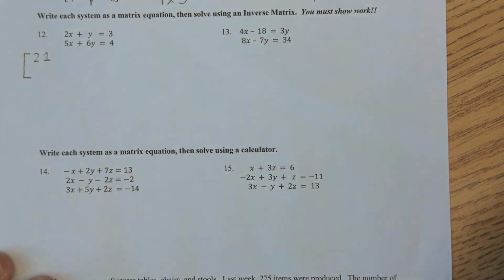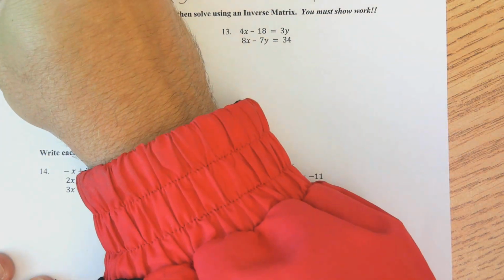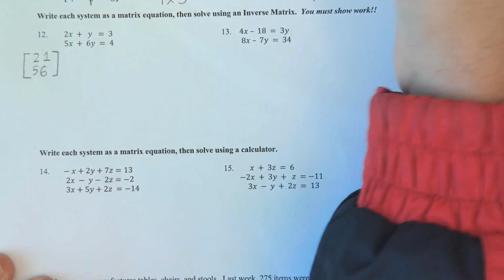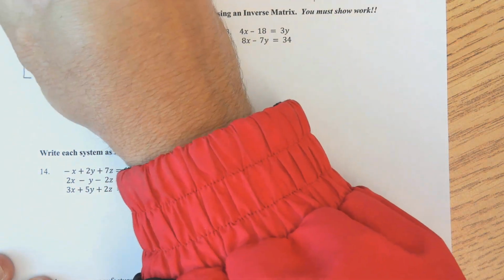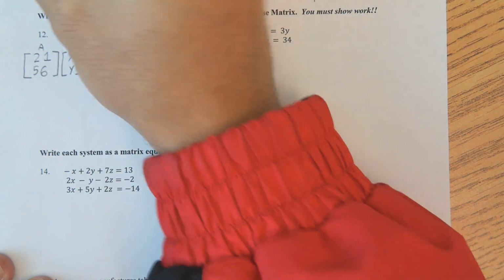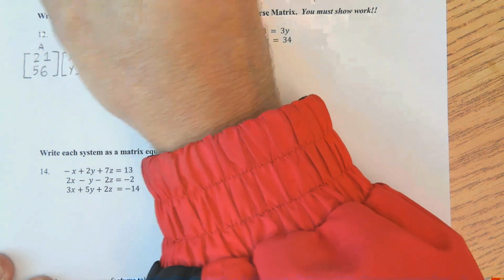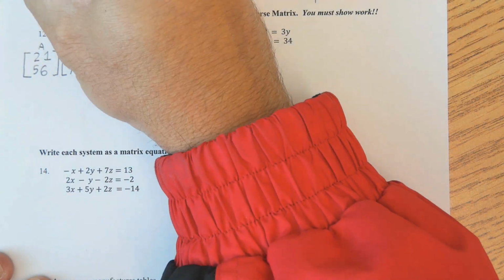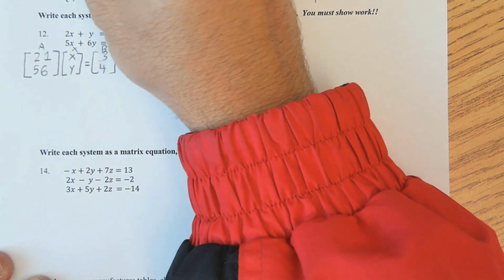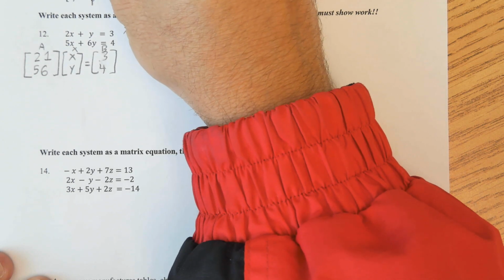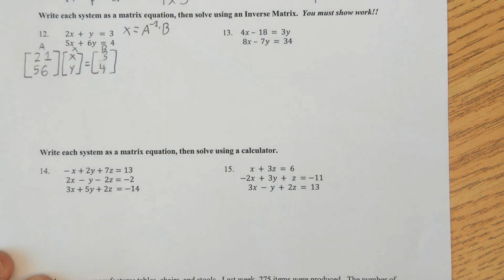So we're going to have 2, 1, 5, 6. That's going to be A. Always times our variables in order here, x, y, equals, I don't know why I put a line there. There shouldn't be a line there. It should just be 3 and 4. And so we label this x, label b, and then recall. How do we solve? X is equal to A inverse times b.